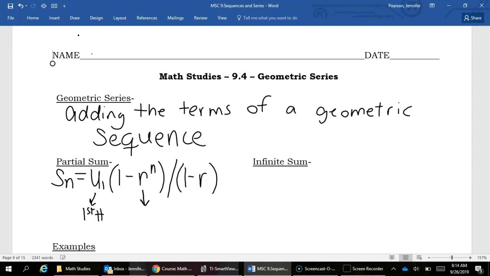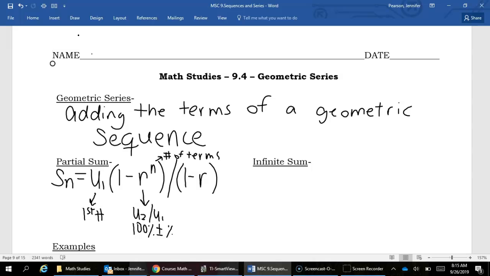R stands for ratio, which can be obtained by taking the second number and dividing by the first number, or in a percent situation, 100% plus or minus the given percent, increase versus decrease. Same ratio right there. And n is the number of terms. So if I wanted to add 5 numbers, power 5. If I wanted to add 10 numbers, power 10.